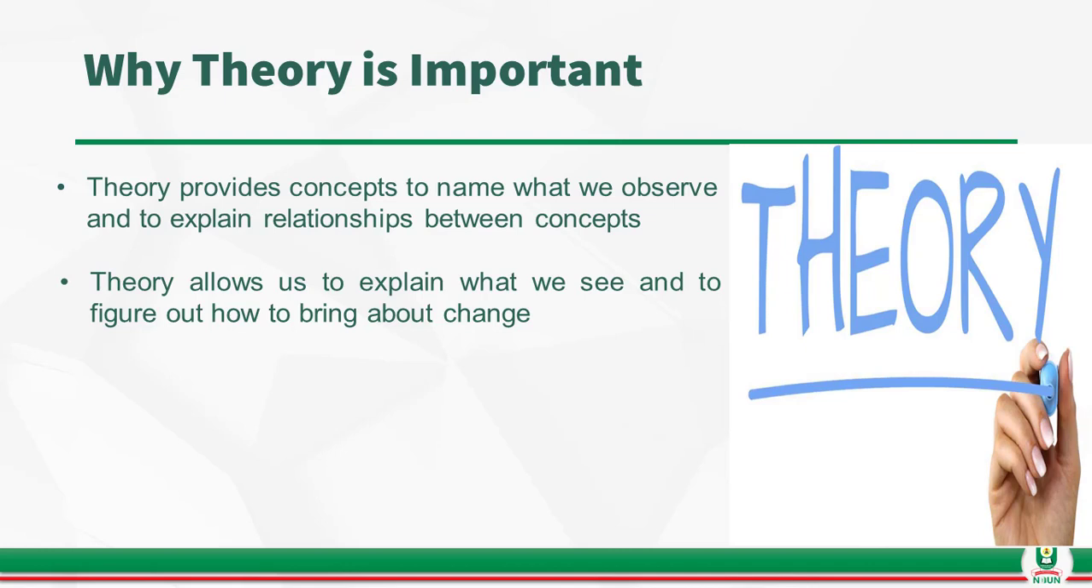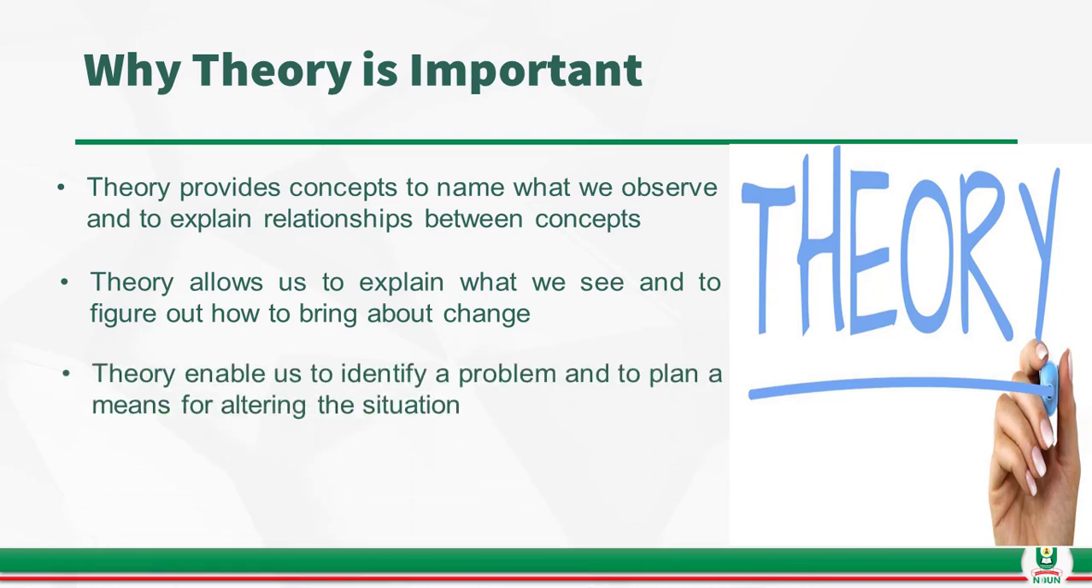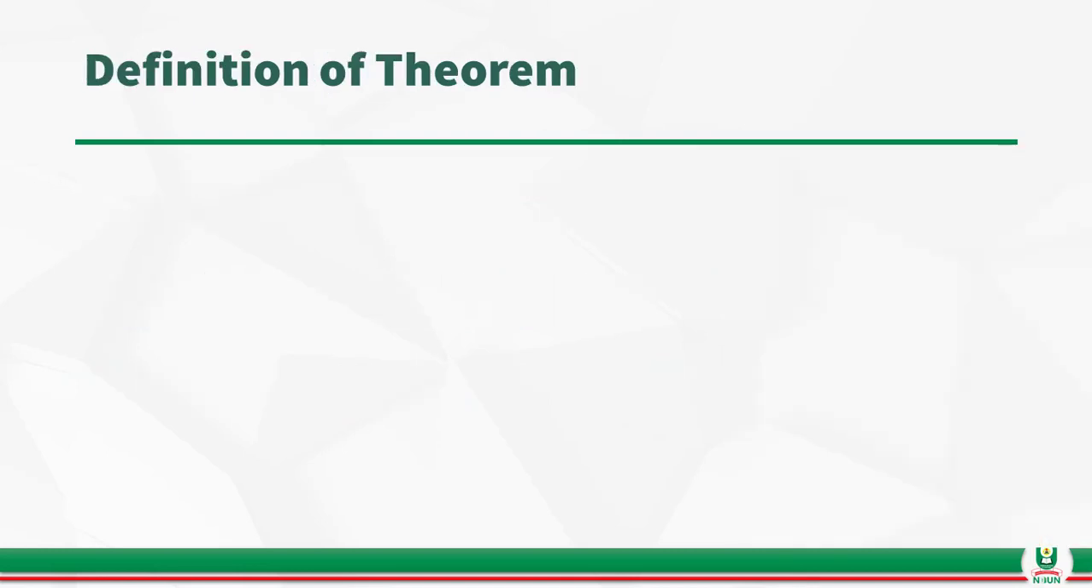Now, that is theory. Theory is finding how the changes come about. Another one is that theory will enable us to identify a problem and to plan a means for altering the solution. When there is a particular situation or concept to be proven, theory enables us to identify a problem and the plan by which we can go about it to find the solution. Now that we've defined theories and we know about them, theory is a way to explain a set of facts.